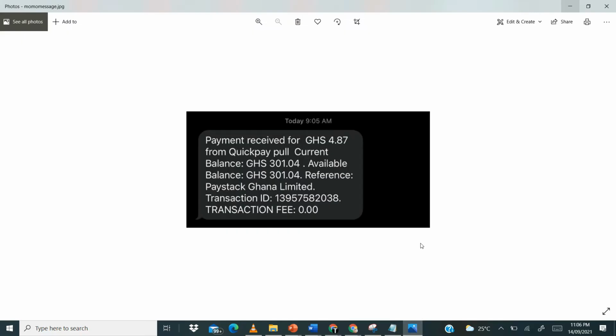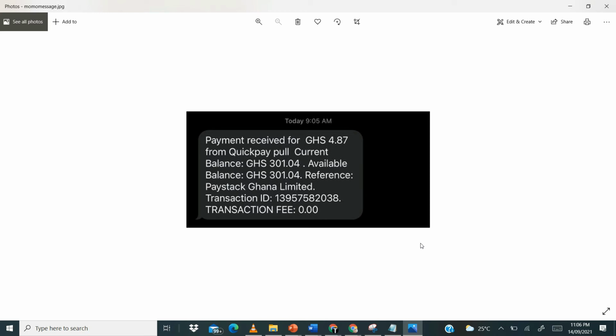So this is how a typical message is going to look like. Okay, so you get a message that says that payments received for the transaction that was made for the day. Okay, whichever amount of monies that your customers pay to you via mobile money or via card, okay, you receive the amount to be stated from quick pay. Okay, from quick pay pool, so to be added to your current balance, blah blah.